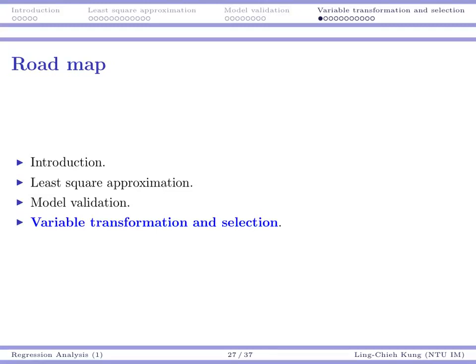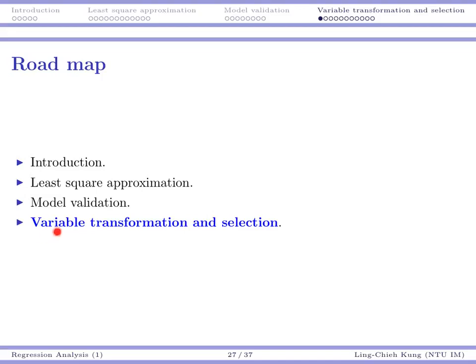Okay, so now we have least square approximation that helps us to find coefficients for a given set of independent variables. And once we have a formula, we have some ways to validate that formula, right? So we're pretty good. Now we're going to introduce you to one more thing.